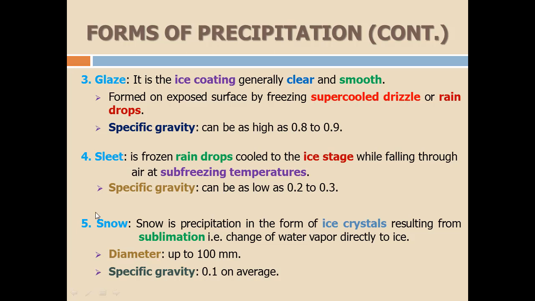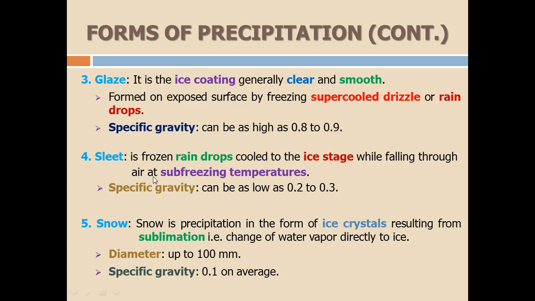Sleet is another form of precipitation. Sleet is actually frozen raindrops cooled to the ice stage while falling through air at sub-freezing temperature. This is a very interesting thing. This is not actually snow, nor is it hail. At the start, at the formation, it is rain. From the clouds, when it starts coming down, it is rain.